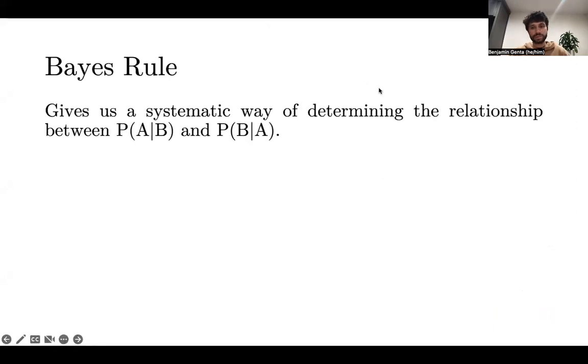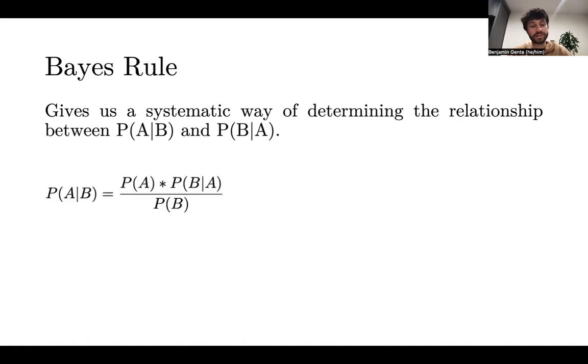So Bayes' rule, remember, gives us a systematic way of determining the relationship between the probability of A given B and the probability of B given A. Remember that we derived in class that the probability of A given B, this is the baby Bayes, is equal to the probability of A times the probability of B given A over the probability of B. So now you can figure out what the probability of A given B is just by knowing the ingredients: the probability of A, the probability of B, and the probability of B given A.